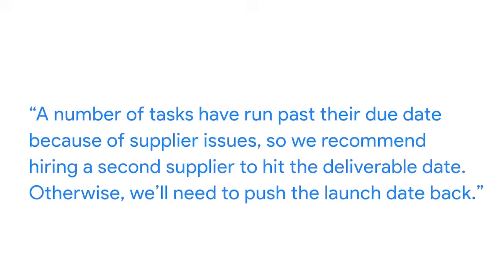For instance, let's say the project plan has 5 tasks overdue because of supplier delays, and this may ultimately affect the final deliverable of your project. You've been working on creating a few solutions to mitigate this issue. Rather than sending your stakeholders a link to the plan and pointing out all of the overdue tasks, you might summarize the problem by telling them, a number of tasks have run past their due date because of supplier issues, so we recommend hiring a second supplier to hit the deliverable date. Otherwise, we'll need to push the launch date back.